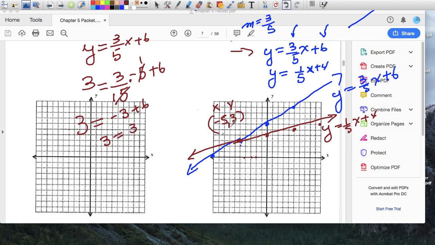So I know this point works for this equation. And again, I don't want to make this video too long. When I substitute the next one, it should also work for the other equation. Okay, so the point of intersection for these two is -5, 3.